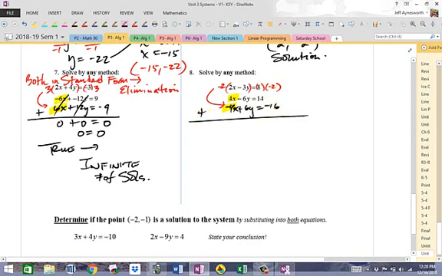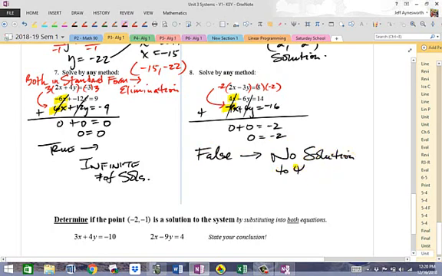And then when I add, these cancel out, these cancel out, these do not. 14 plus a -16 is -2. And if you look at it here and ask yourself, is 0 equal to -2? And the answer is clearly not. So this is false, which means that there's no solution to the system. So it's pretty simple. I didn't have to do much work in order to figure that out.